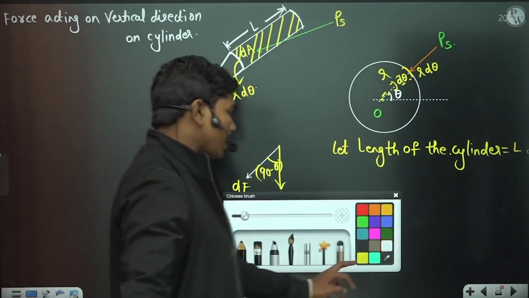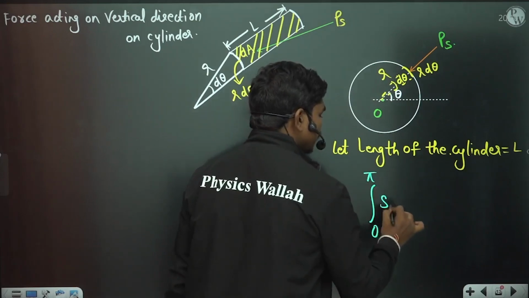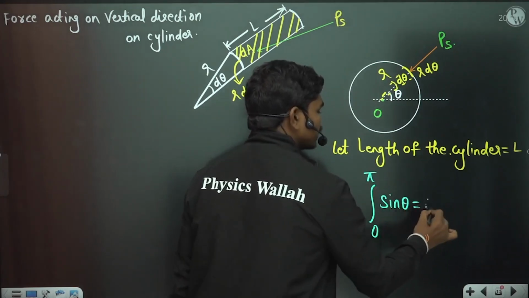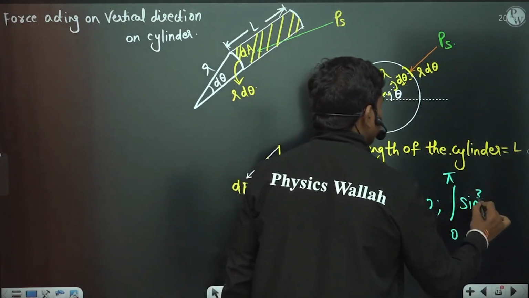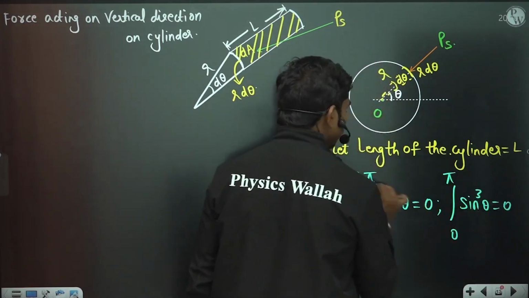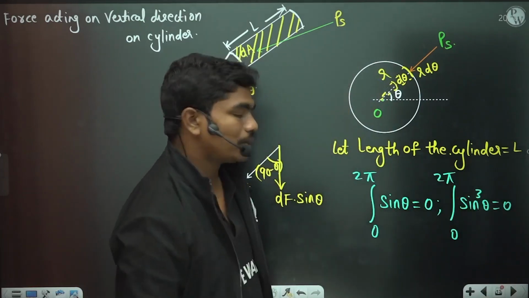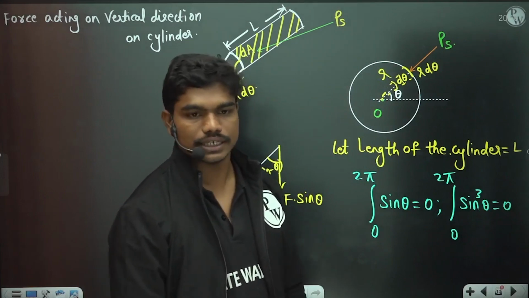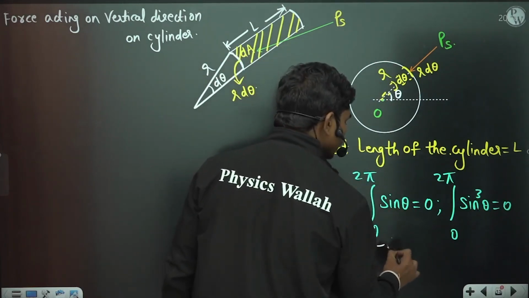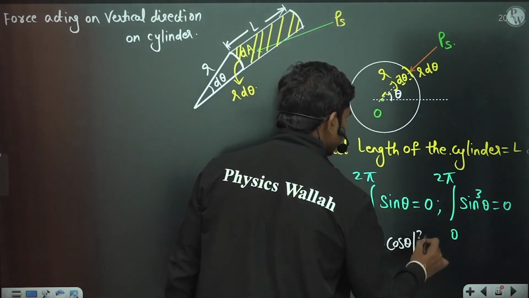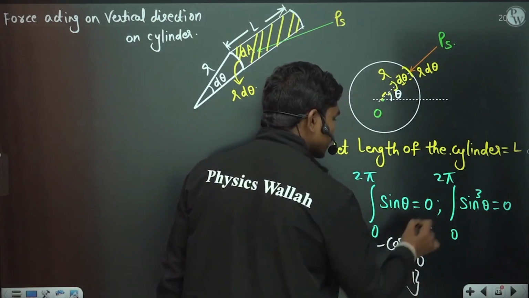before that I want to give you two mathematical points. Integral 0 to 2 pi of sin theta is equal to 0, and integral 0 to 2 pi of sin cube theta is also 0. If you want, you can check. If you do the integration, minus cos theta within the limits 0 to 2 pi, minus cos 2 pi is minus 1 and cos 0 is 1, so this is 0.